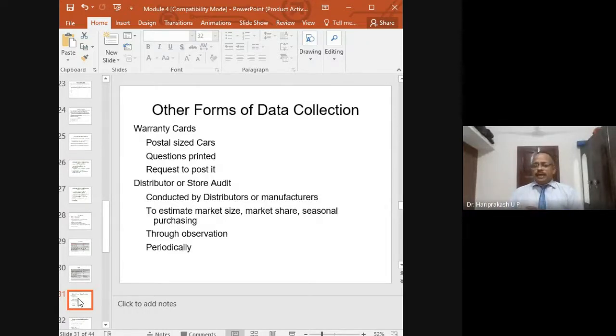Why will they do that? To estimate the market size. They want to estimate what is the market size, what is the market share, seasonal purchasing.